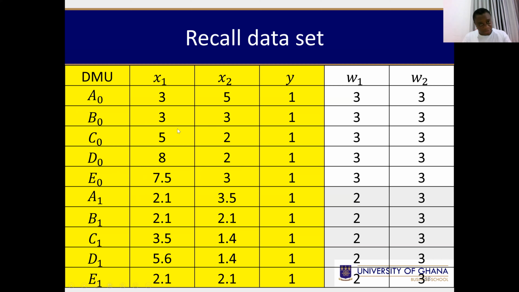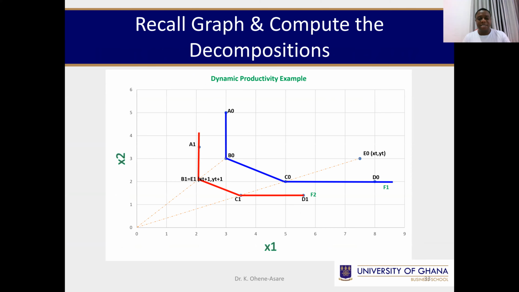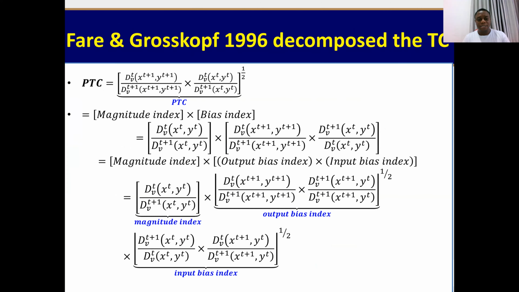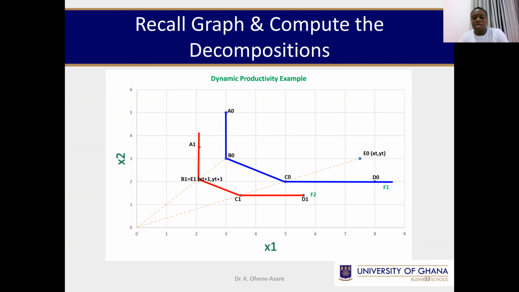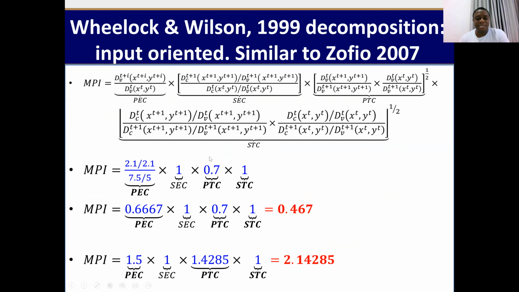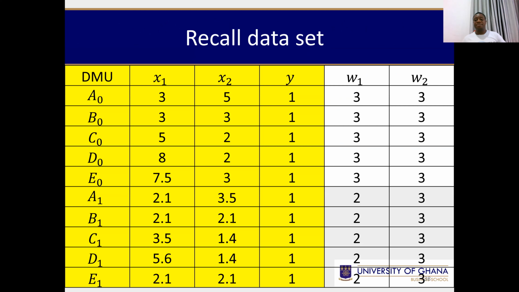We've been using it. Let me just remind you about the graph of this. This is how it looks. I don't know whether you can see it, but this is how it looks. And we've been using this data set throughout the video. The firms are in year 0, the blue frontier, and then the same firms are in year 1, the red frontier. And the data set has been shown some few minutes ago.